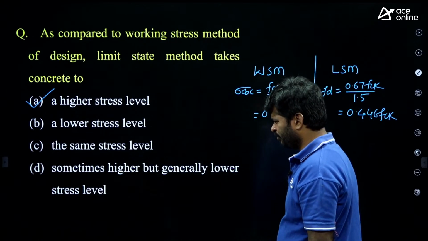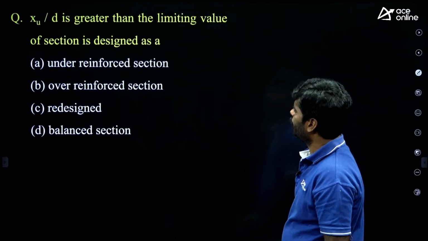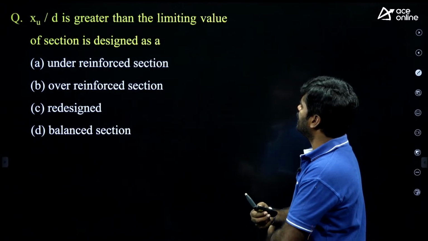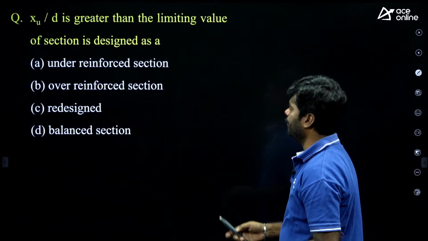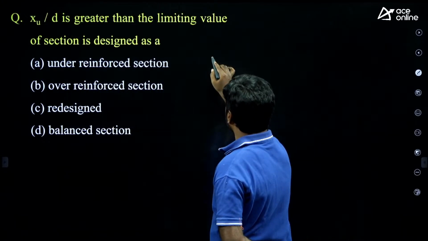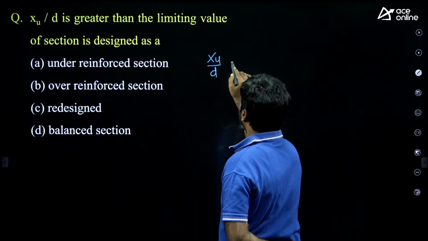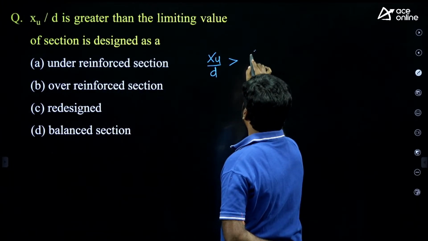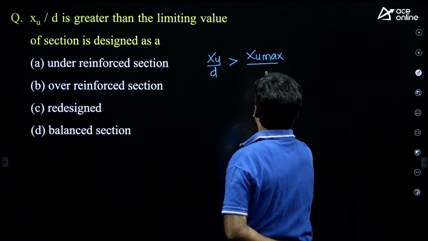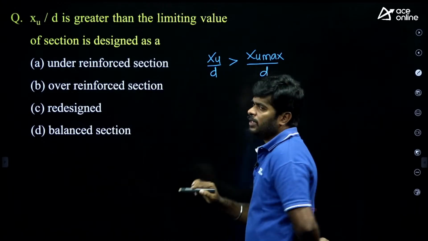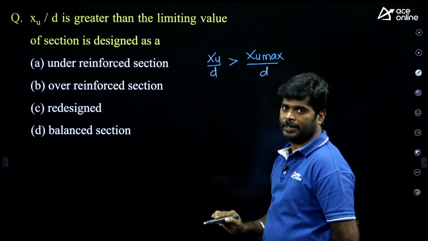Next one. Xu by d greater than limiting value, the section is designed as a... See my dear, Xu by d greater than limiting value. They have not mentioned the limiting value. We know the limit will be Xu max. So Xu by d is greater than Xu max by d.